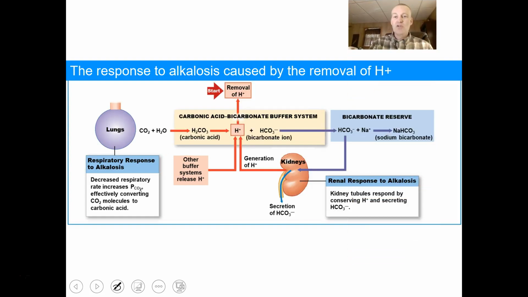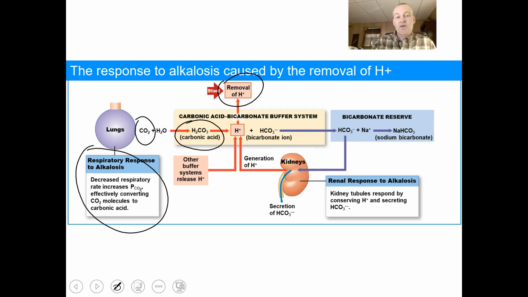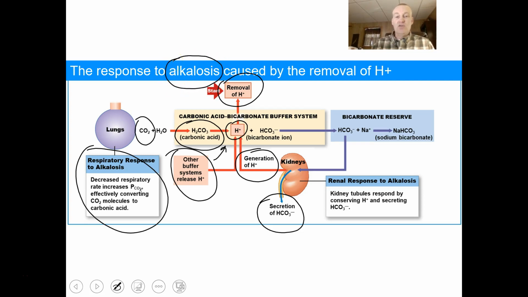So alkalosis, where we have a removal of the hydrogen ions from our reserve, we can utilize several different things. We can decrease the respiratory rate, which will increase the amount of carbon dioxide in the bloodstream, which will increase the amount of carbonic acid, and therefore it dissociates and forms hydrogen ions. Other buffering systems can release hydrogen ions, and we can generate hydrogen ions by the kidneys, and we can excrete base by the kidneys. All of that to get us out of alkalosis.